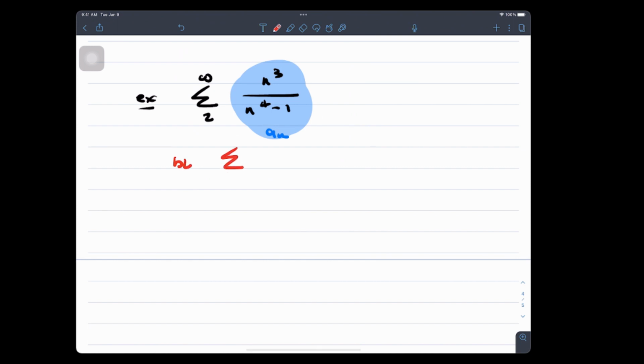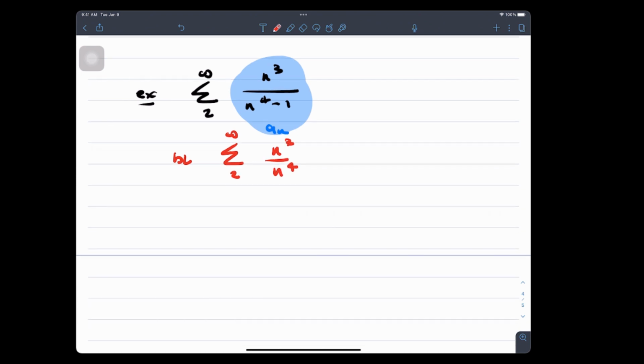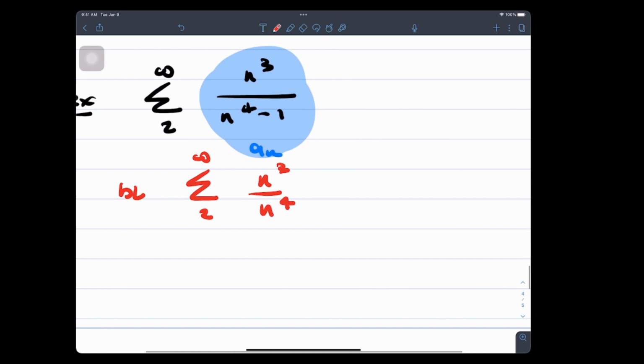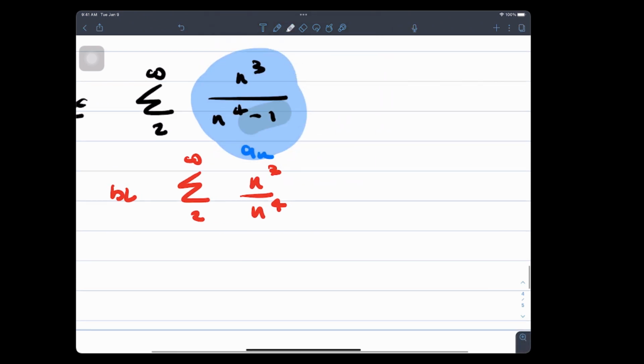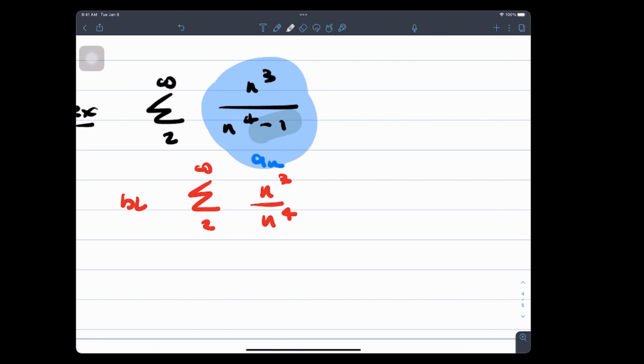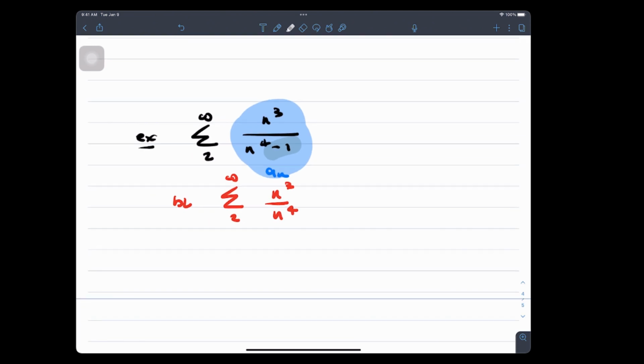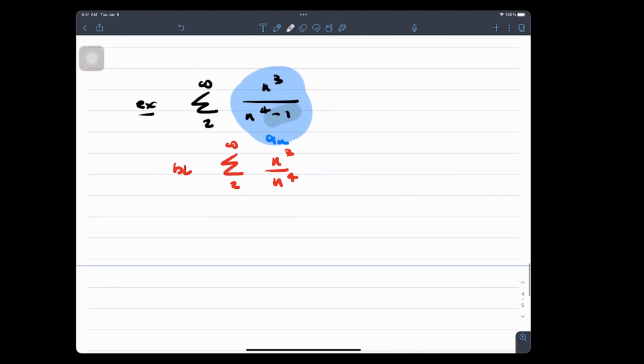Behaves like n cubed over n to the 4th. Why do I want to say that? Behaves like this. What do you do, ladies and gentlemen? You just get rid of this, what? That constant. All right, you guys see what I'm saying? Get rid of the constant. Now, if I get rid of the constant, that means I really have the series from 2 to infinity, 1 over n.